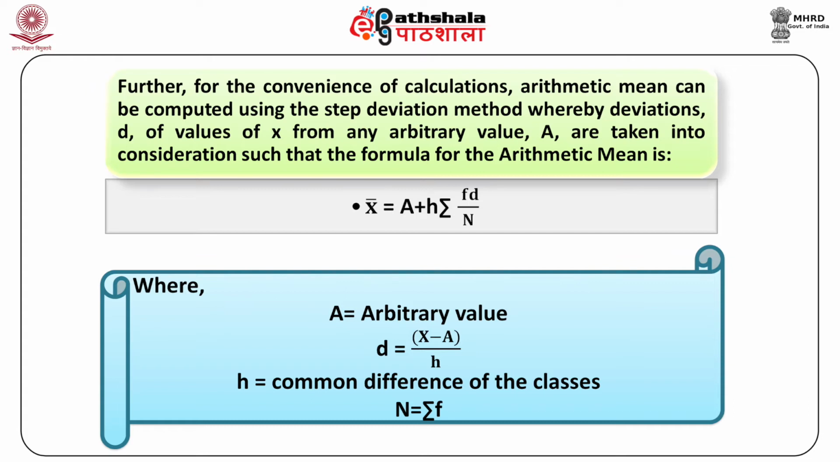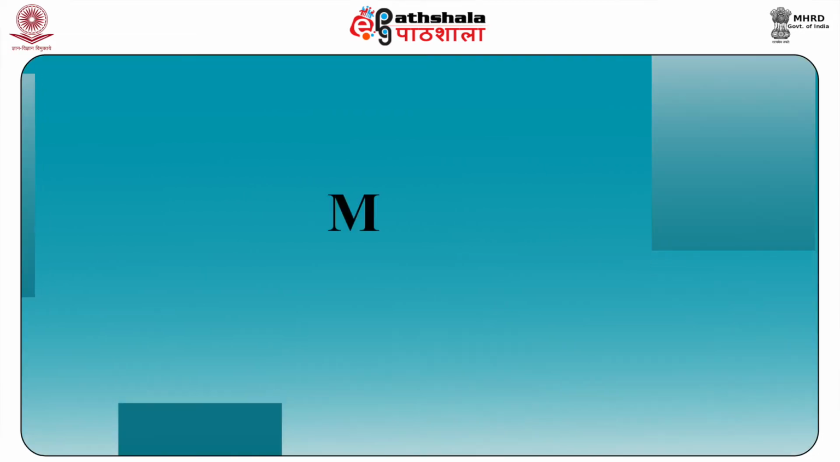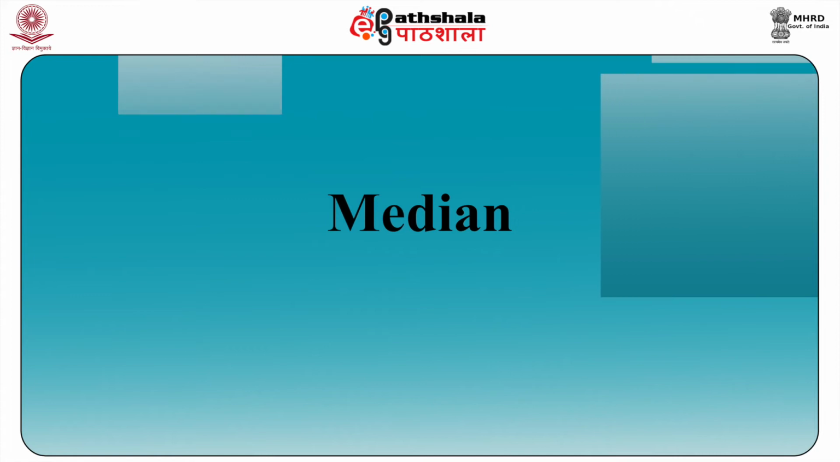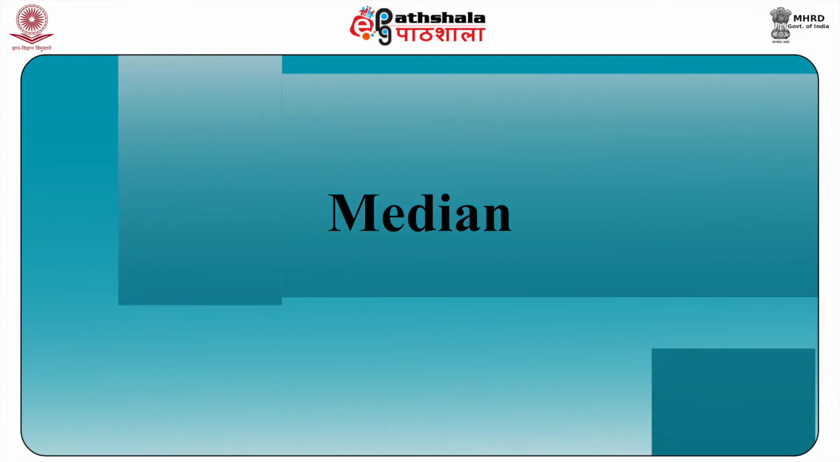Now, where a refers to the arbitrary value, d refers to the deviation and is calculated as x minus a upon h, where h is the common difference of the classes and capital N is nothing but summation f, that is the summation frequency. Now let us look at the other central tendency measure, that is median.